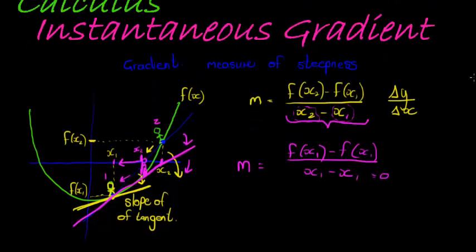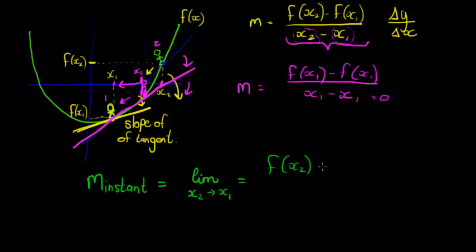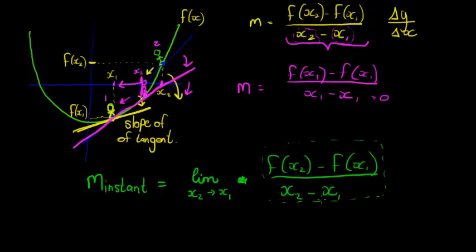So the instantaneous gradient at a certain point would be calculated by saying, let's call it m instant, is equal to the limit, as x2 tends towards x1, of f(x2) minus f(x1), divided by x2 minus x1. We can't just substitute into this expression, because if I substitute I get zero in the denominator. So I first have to simplify.